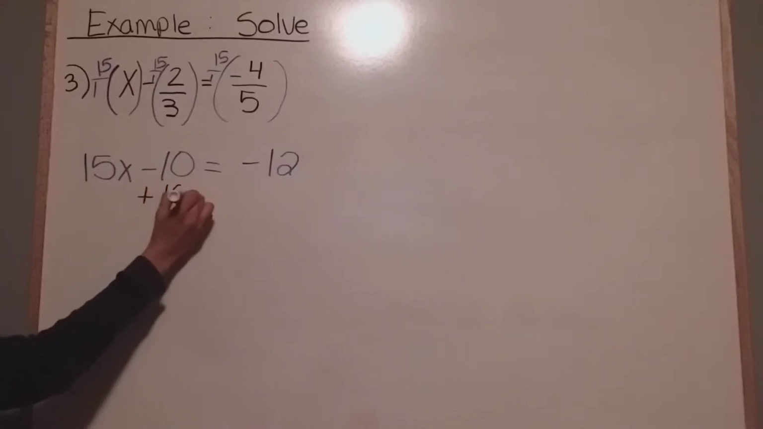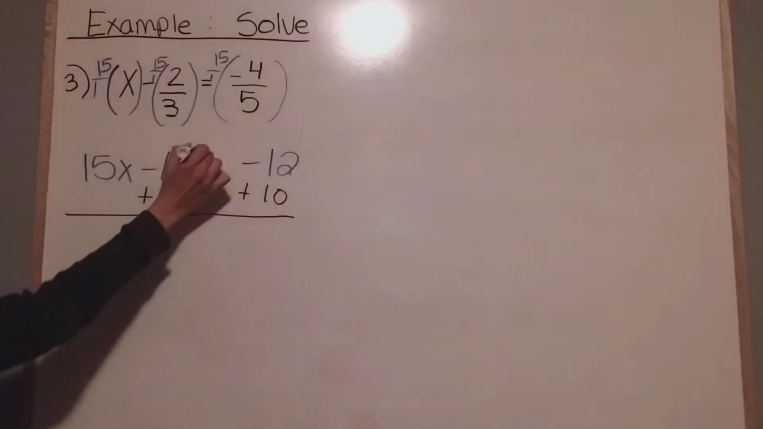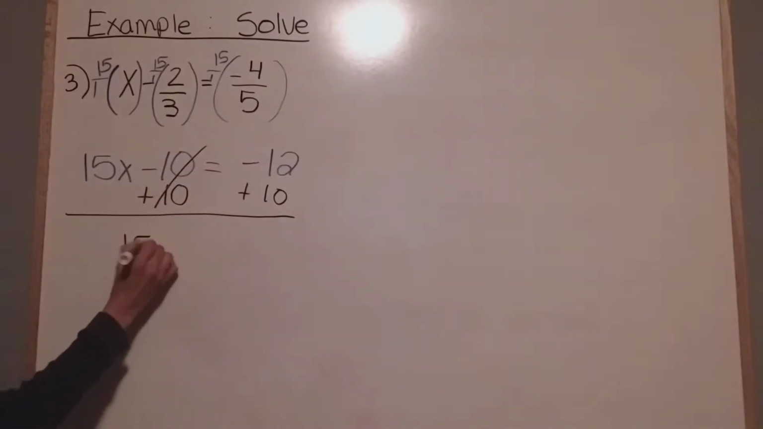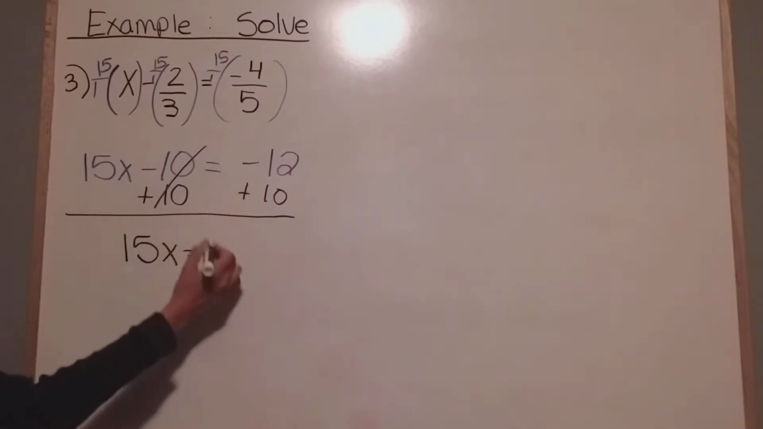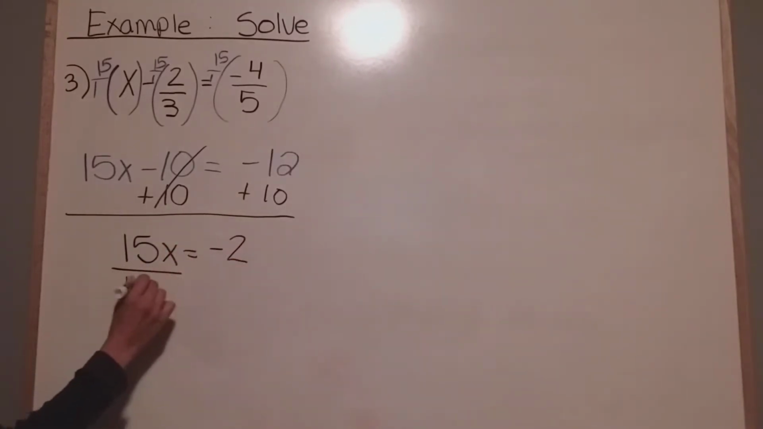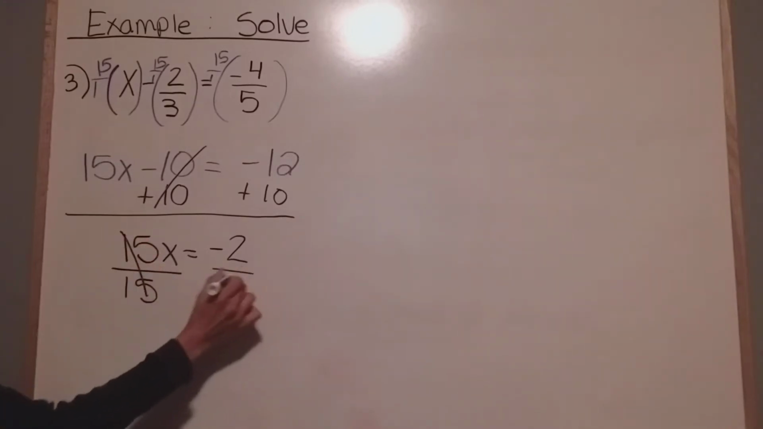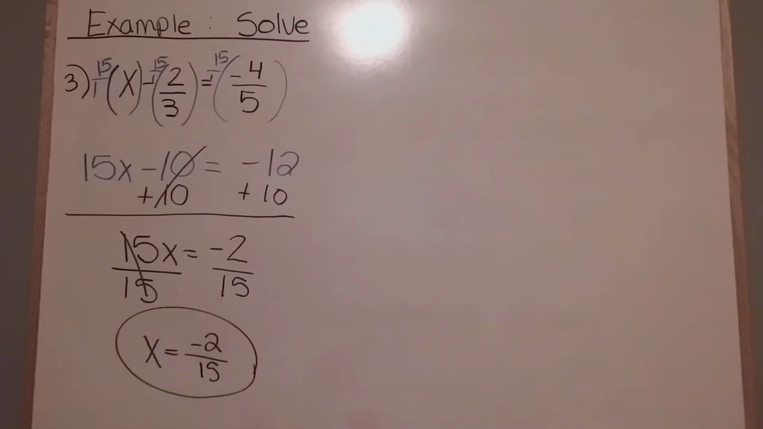add 10. So I add 10. This cancels. I'm left with 15x is equal to negative 12 plus 10, which gives me negative 2. I divide by 15. So my x is equal to negative 2 over 15. And it's the same answer as we got before. So that is another way you can do it.